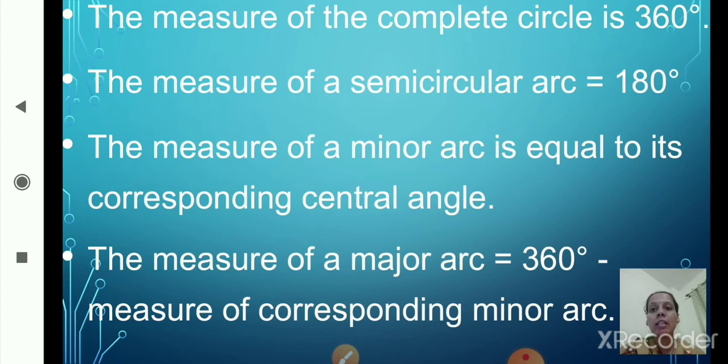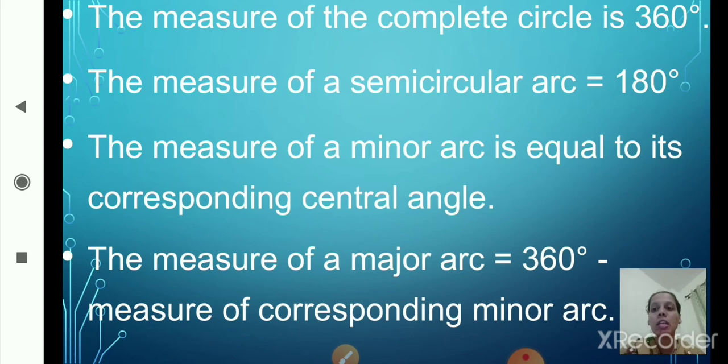The measure of a minor arc is equal to its corresponding central angle. The measure of a minor arc, that is the smaller arc, is equal to its corresponding central angle. And the measure of a major arc, that is the bigger arc, is equal to 360 degrees minus the measure of the corresponding minor arc. So you have to learn these formulas.